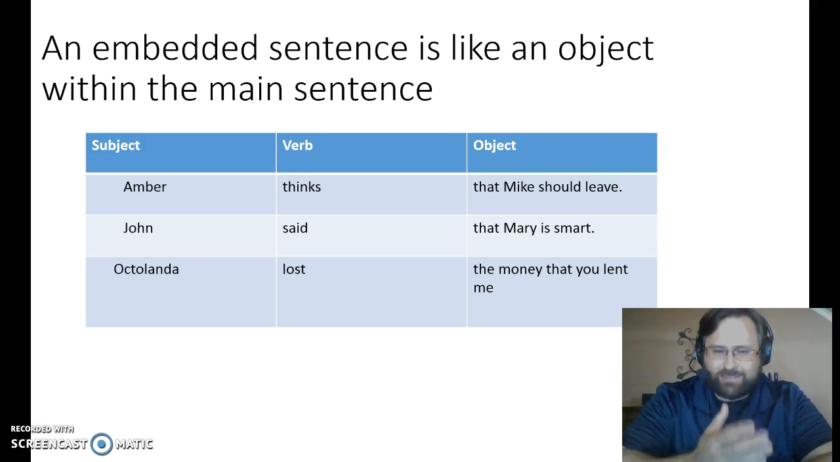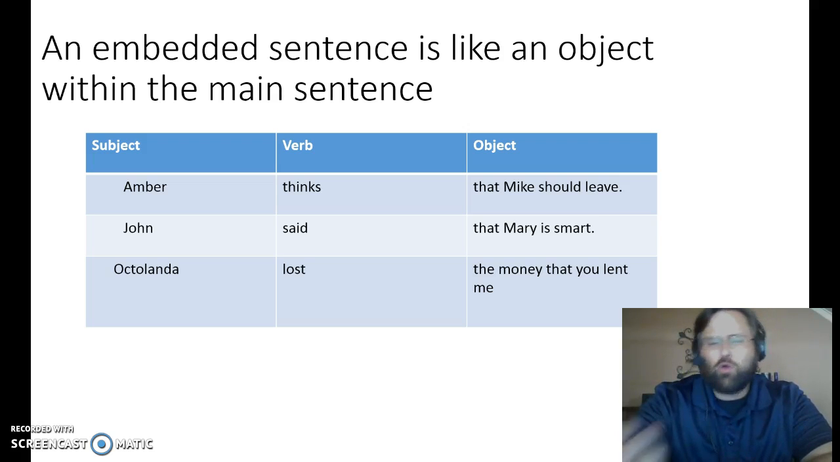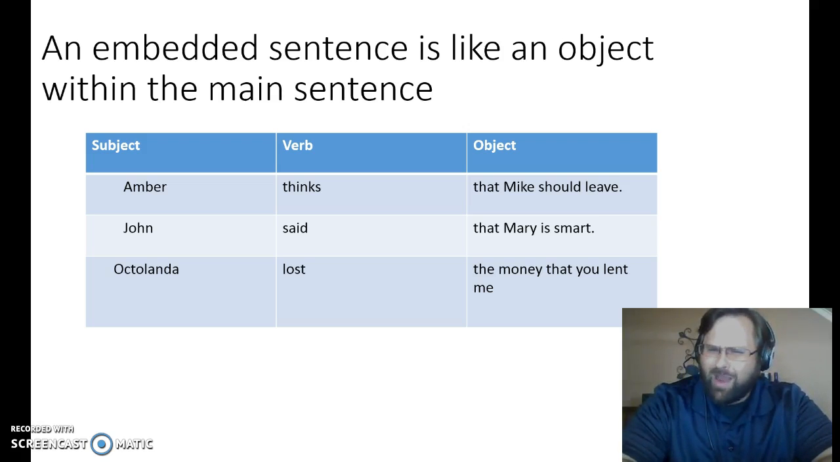The same with John said that Mary is smart. You could leave the object in the end, or you can move it to the front. The last sentence, Octolanda lost the money that you lent me, gets a little more complicated, because the money that you lent me really requires a topic anyway. And because of that, we're going to need to put that in the topic. So we don't actually have a choice of where to put the object in the last sentence because there's already a topic required.